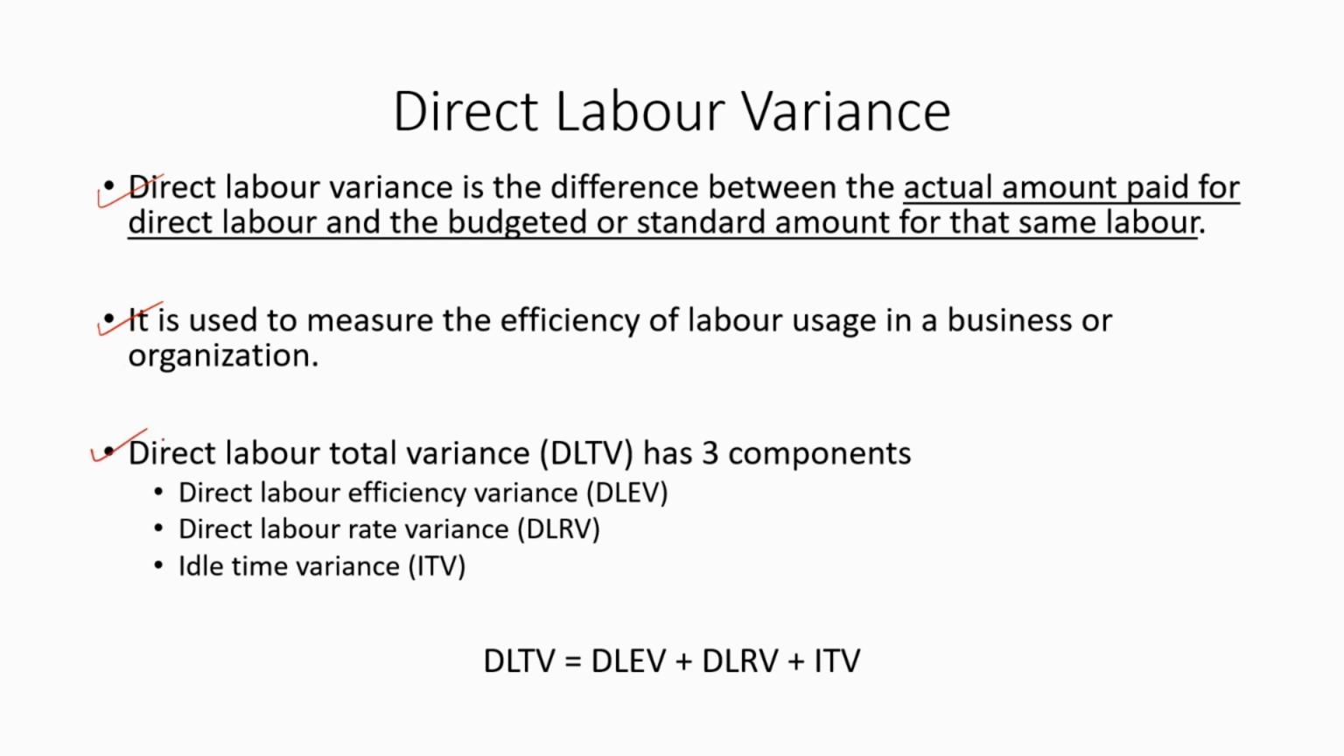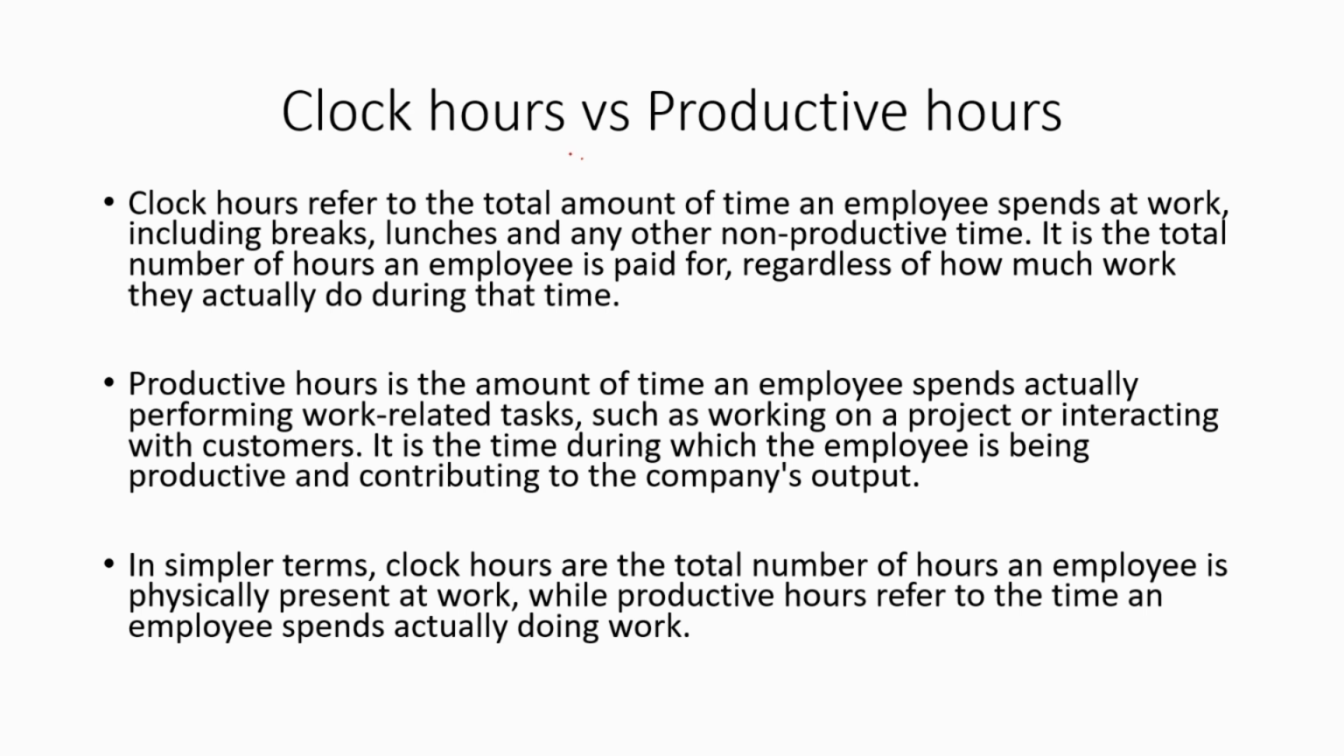Direct labor total variance, which is denoted by DLTV, has three components: direct labor efficiency variance, direct labor rate variance, and idle time variance. As you now know, total variance is equal to the summation of the components. So, direct labor total variance is equal to the direct labor efficiency variance plus direct labor rate variance plus idle time variance. Before we move on, let's discuss clock hours and productive hours.